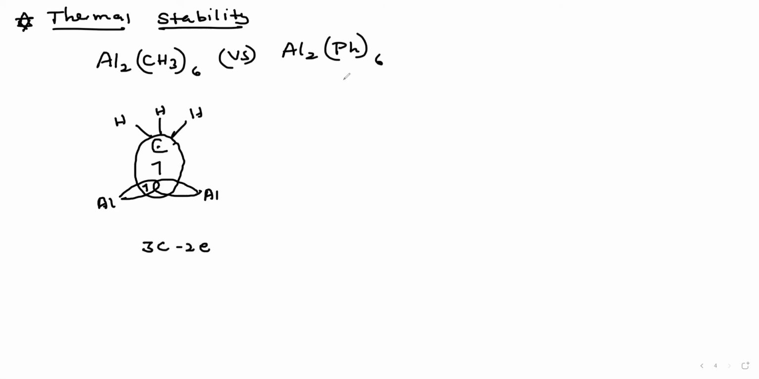Okay, this is the Al2(CH3)6 case, right? In the case of phenyl, what will happen? Same case. Here aluminium, here one aluminum, here also aluminum. Here the phenyl group, right? The benzene group. Phenyl, here one electron. This also bonds. Now, which is more stable?